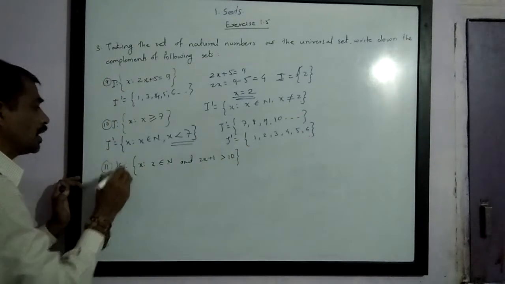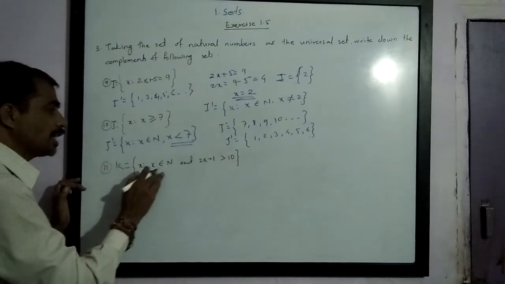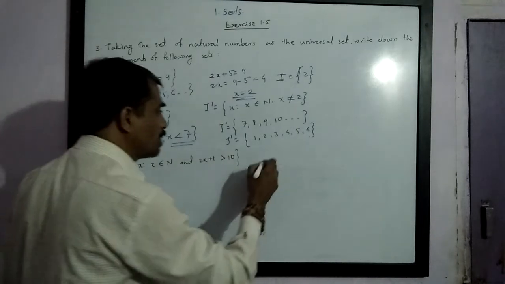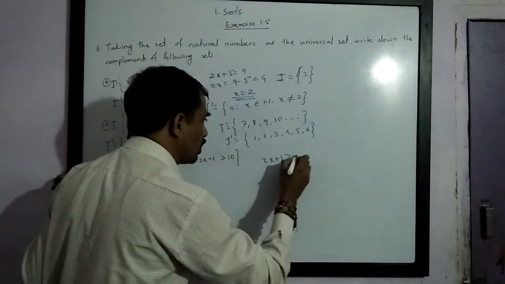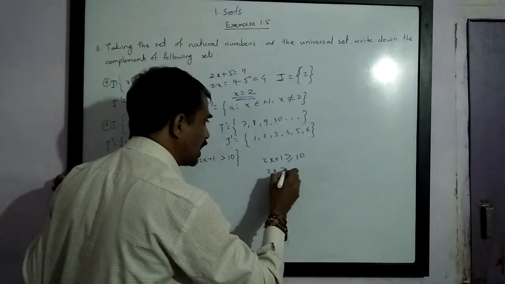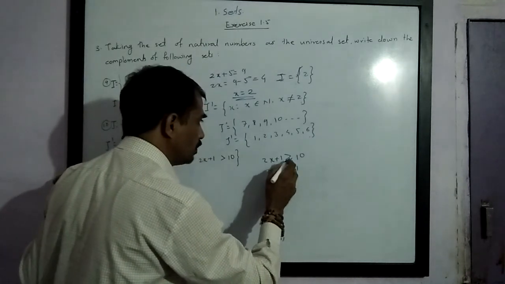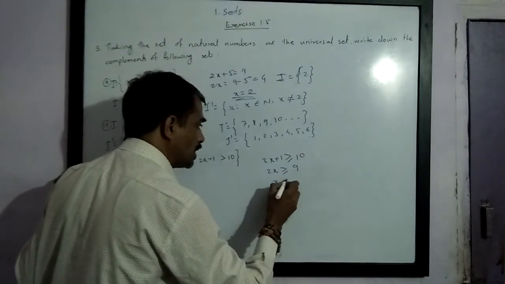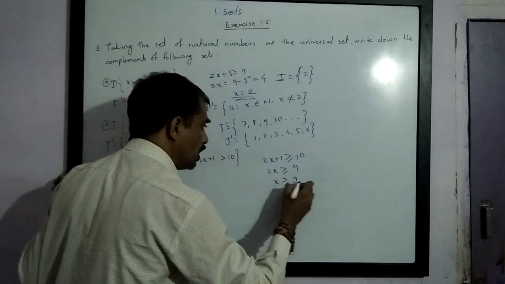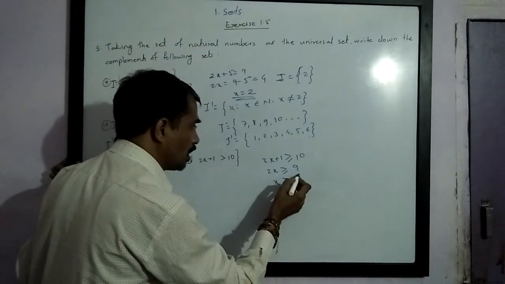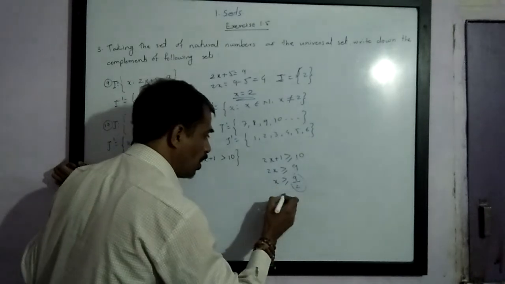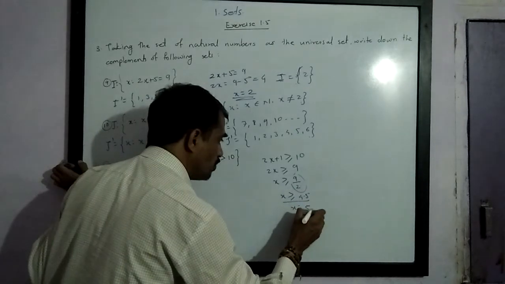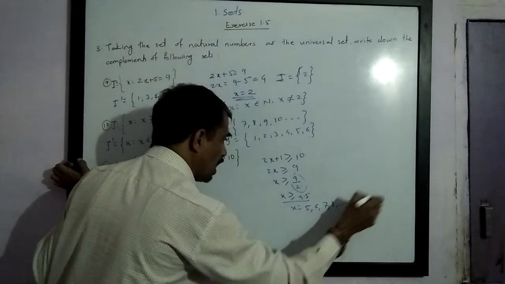Now let the next be K. Let K be the set of x such that x belongs to natural numbers and 2x plus 1 is greater than or equal to 10. It means 2x is greater than or equal to 10 minus 1, since 1 carries to that side, which will be 9. It means x is greater than or equal to 9 upon 2. So 9 upon 2 means 4.5. So x is greater than or equal to 4.5 means x is equal to 5, 6, 7, 8 and so on.